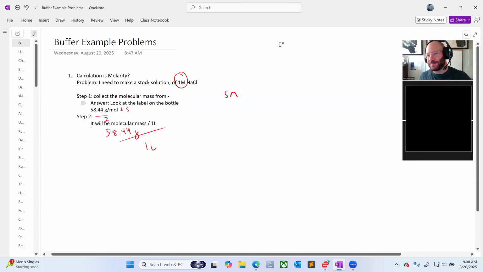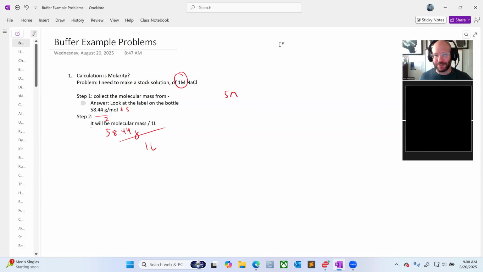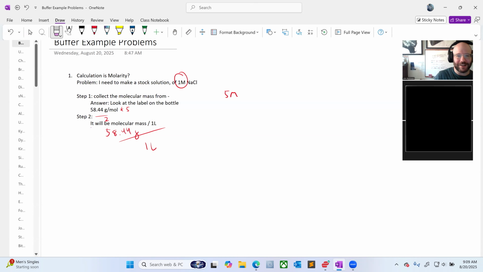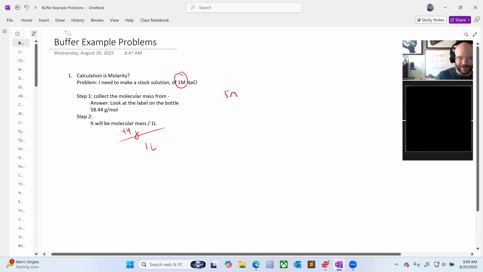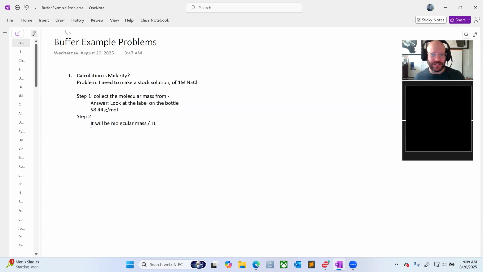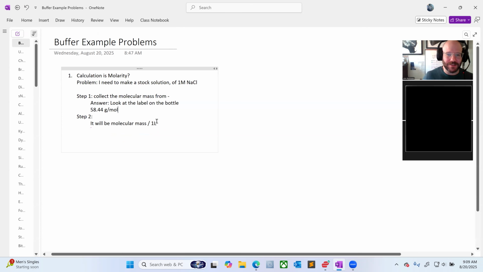Again, I'm not showing this because it's complex. I'm showing you this because it's easy and it's the most fundamental thing you will do. If you do this wrong, you would never succeed. So I'm just showing that so everybody knows that. Okay, so we know how to make a 1 molar solution, a 0.5 molar, a 5 molar, etc. This is how you're going to be making your stock solutions.